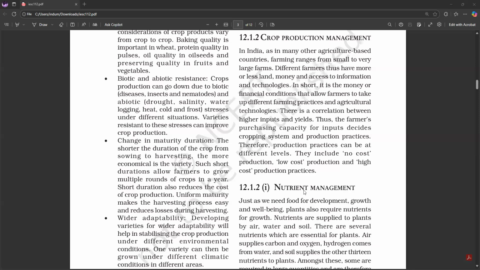There is a correlation between higher inputs and yields. Thus, the farmer's purchasing capacity for inputs decides cropping system and production practices. Therefore, production practices can be at different levels. They include no cost production, low cost production, and high cost production practices.